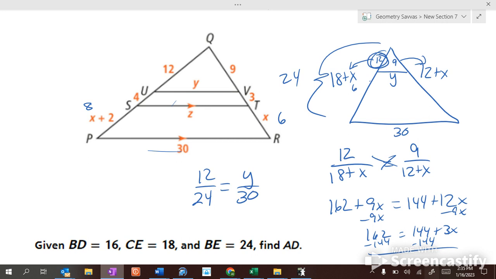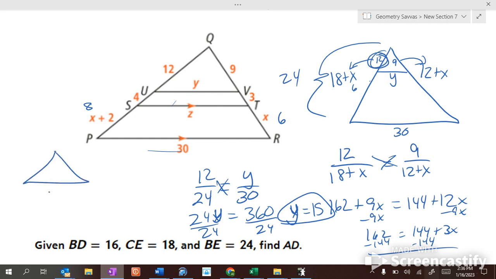This little part over this whole side equals this little part over this whole side. Okay? Little over big, little over big. Then just cross multiply. 24y equals 12 times 30 is 360, divided by 24 is 15. Ooh, that's a y, not an x. Come on, Mr. Bierschbach. Y equals 15. Then z is part of the medium-sized triangle. Z.